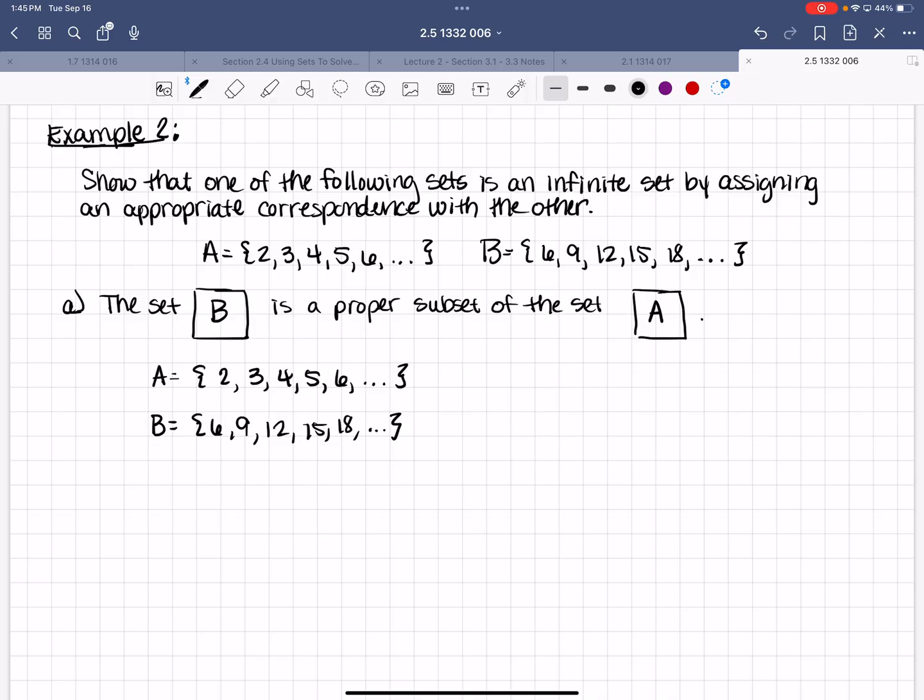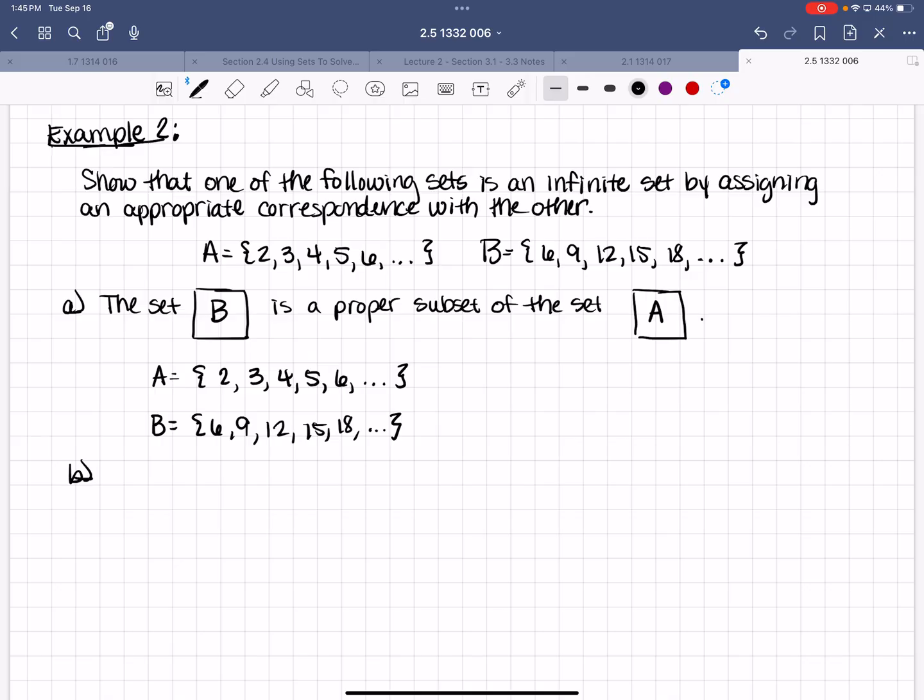You've shown you got two rules pretty much for it being an infinite set. One, can you get yourself a proper subset out of that set? Yeah, we did that. B is a proper subset of A. Okay? The next one is, can you find a one-to-one correspondence? That just means, can you write a rule where 2 will always go with 6, 3 will always only go with 9, 4 will only go with 12. Okay? So that's what we're trying to do next.